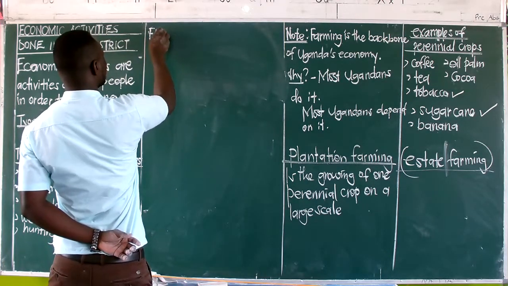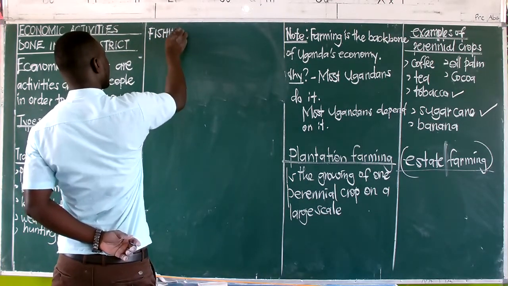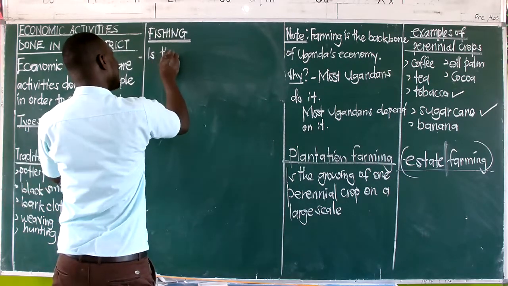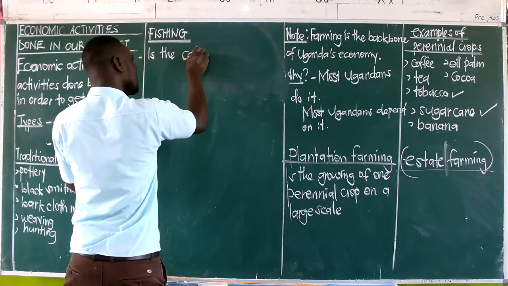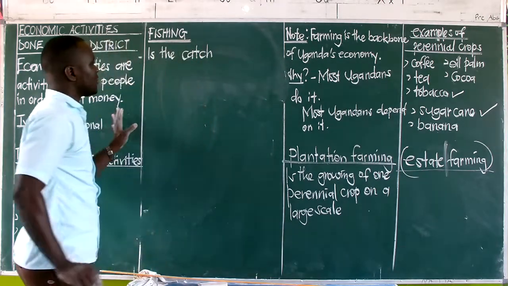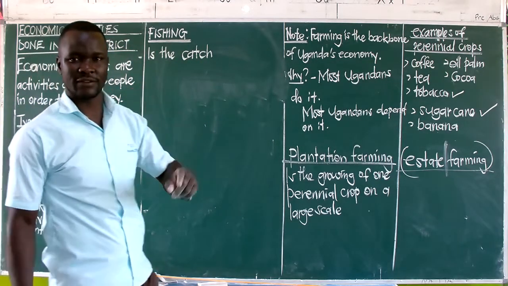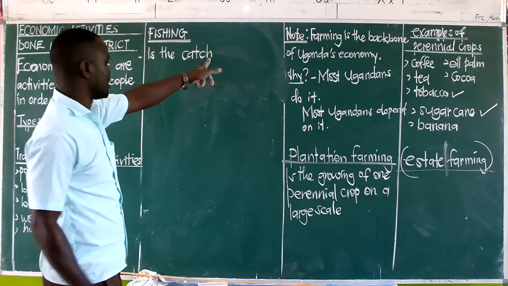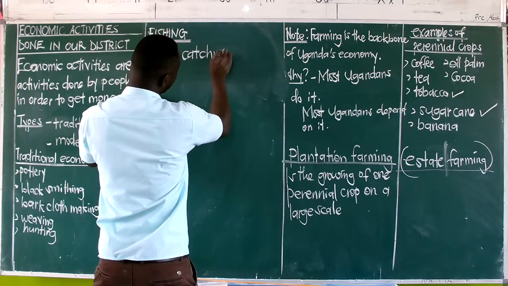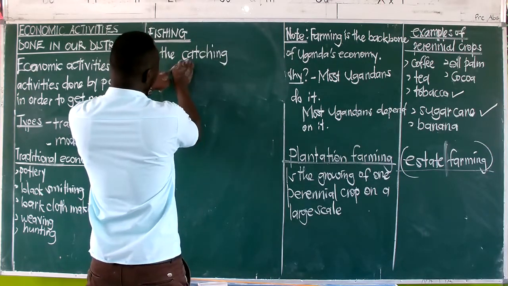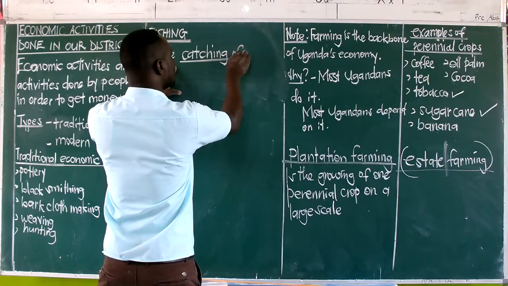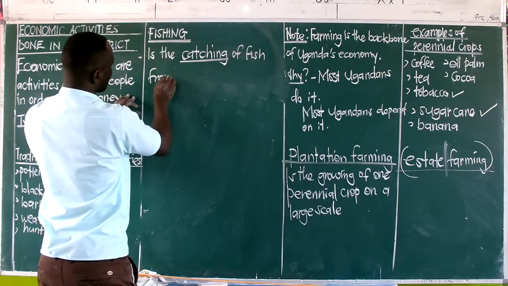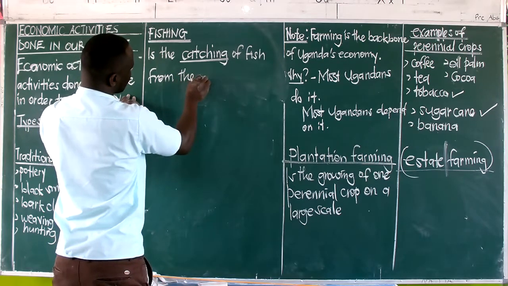We are having fishing. We are saying fishing is the catching. The word catching, dear primary 4 child, you have to be very careful when you are writing it. Write catch, catch, catch. Then you put ing. Fishing is the catching of fish from the water bodies.